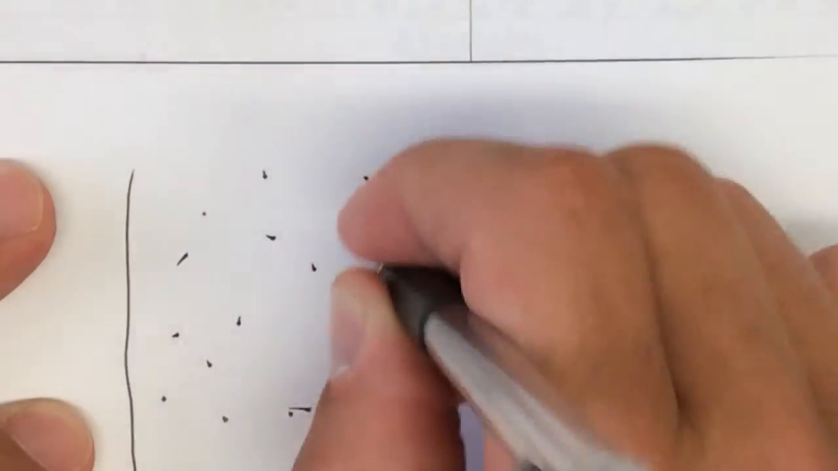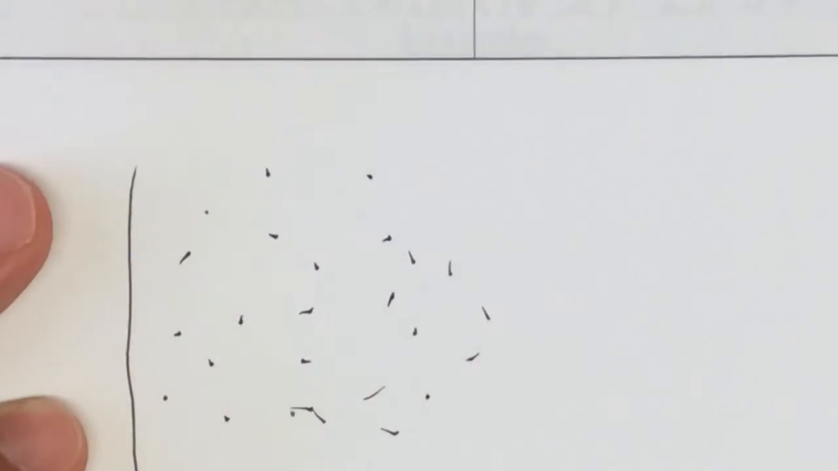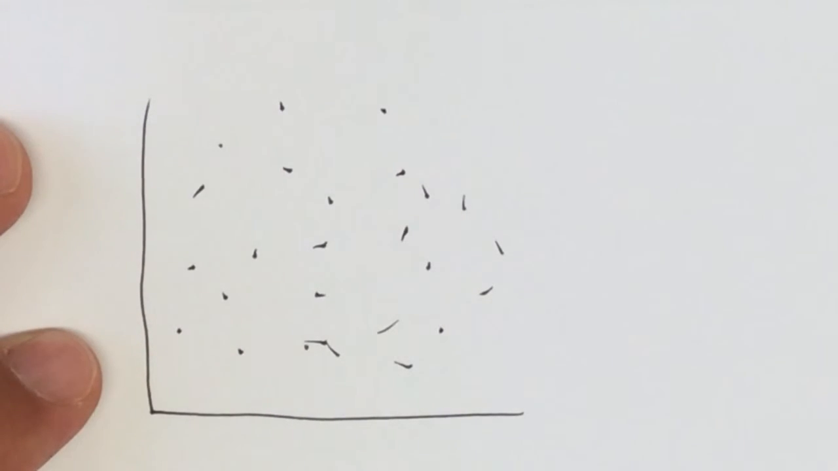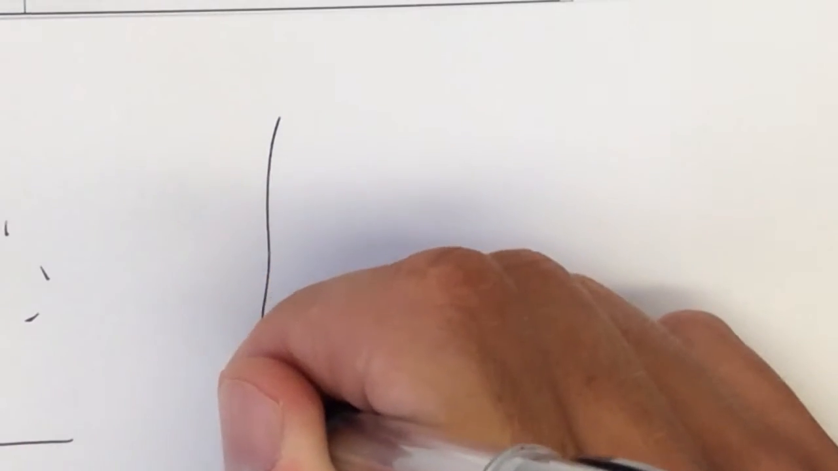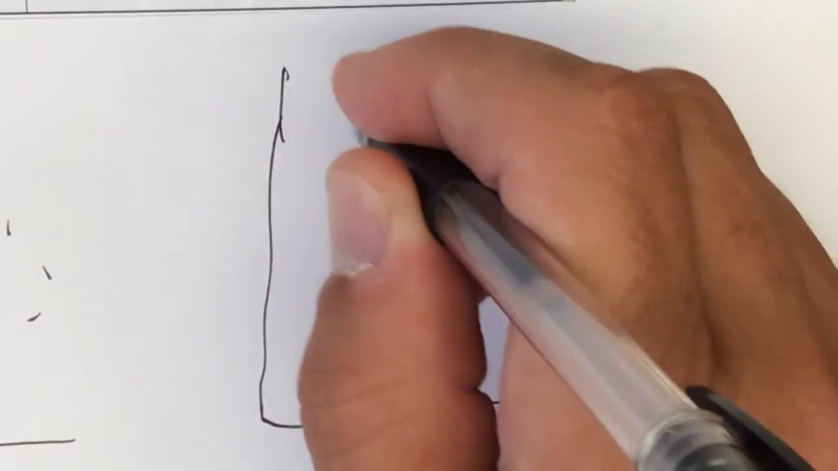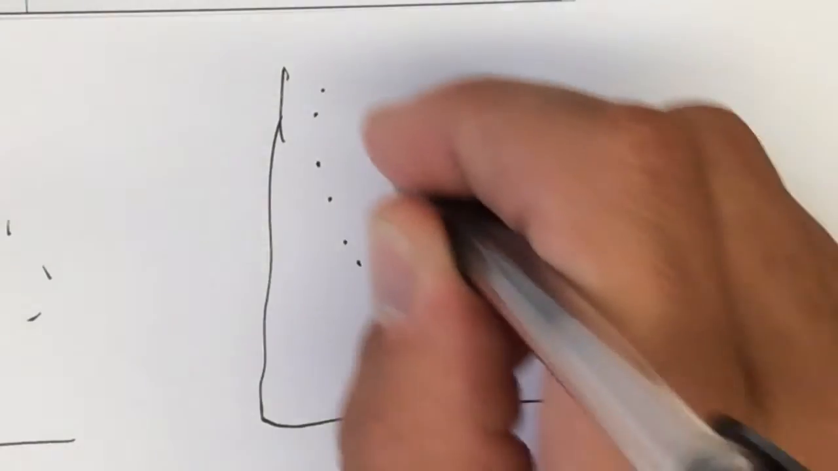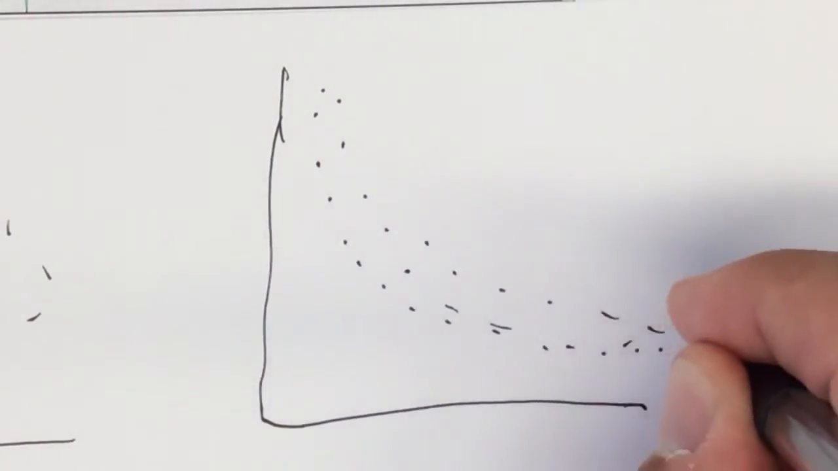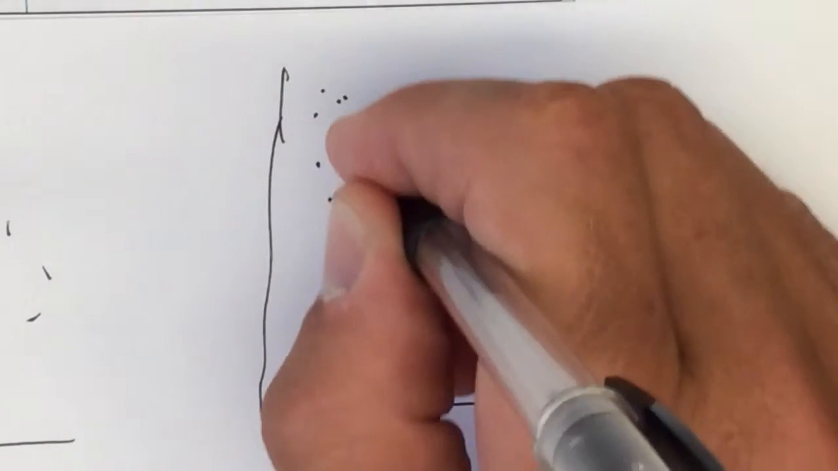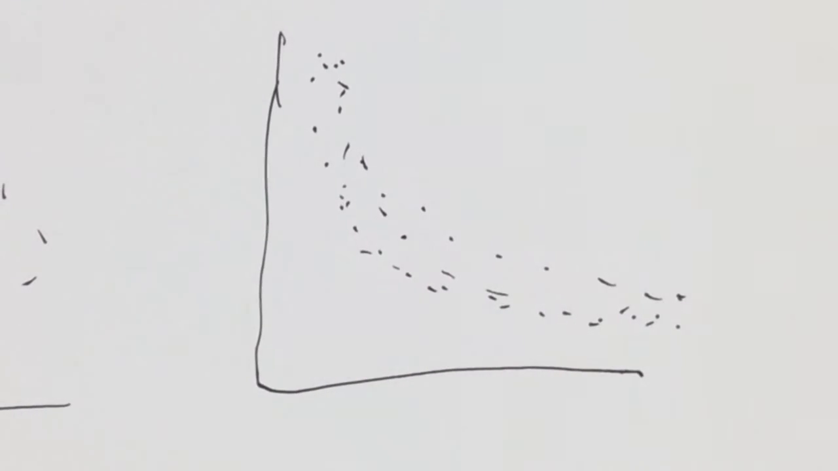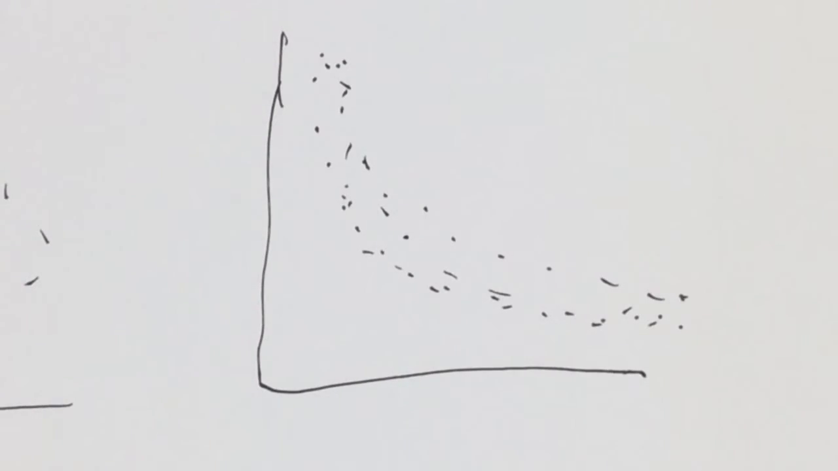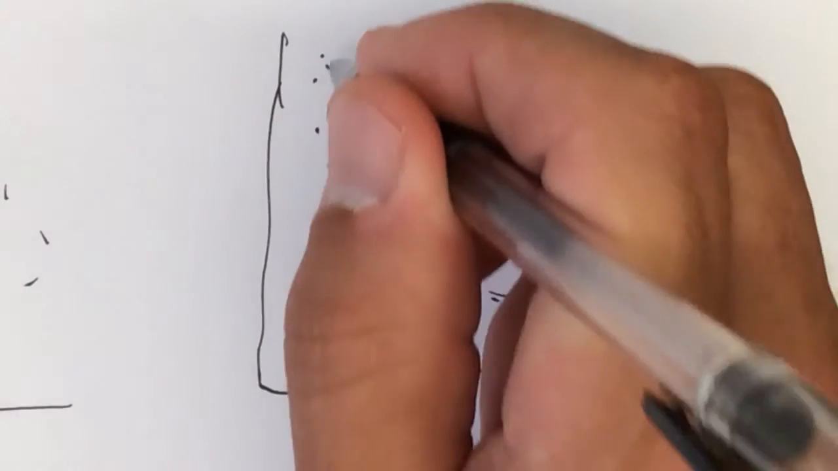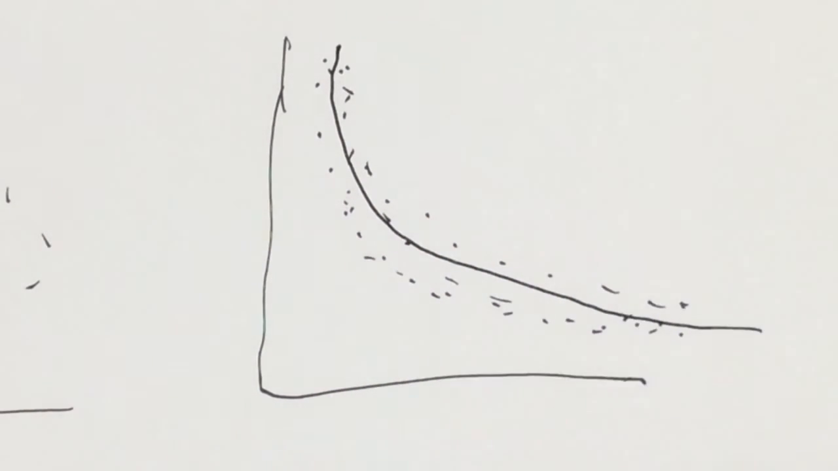Something that you wouldn't be able to apply a line of best fit to might be something like this. If you had data that was scattered like that, there would be no real line of best fit for that. Or if you had data that was maybe like this, if you tried to choose a line of best fit for that, it probably wouldn't be appropriate because the data doesn't really follow a line. It follows more of a curve of best fit.